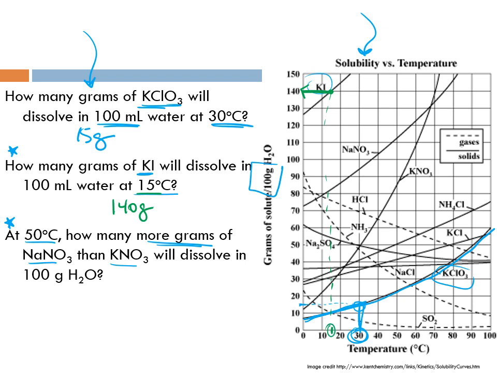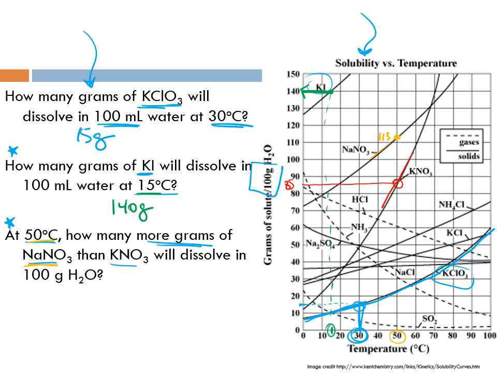And then this one, sodium nitrate at 50 degrees Celsius. We go to 50 degrees Celsius, find sodium nitrate. It is right here. So here's sodium nitrate's line. That looks to be just about maybe 113 or so. And then potassium nitrate is here, also at 50 degrees Celsius. This looks to be maybe about 85.